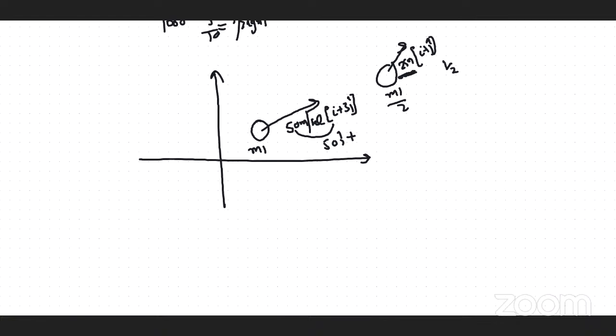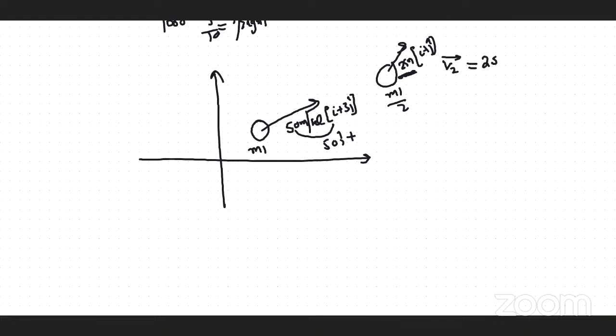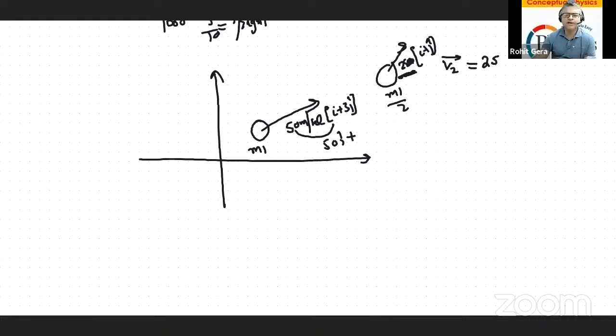So I'm taking that. So 25 I meter per second. Forget it. Okay, so I will remove this. 25 I plus 25 j is the velocity vector of the second one, which has a mass of m1 by 2. The velocity vector of the first one is 50 I plus 150 j, and it has a mass of m1. They undergo a collision.